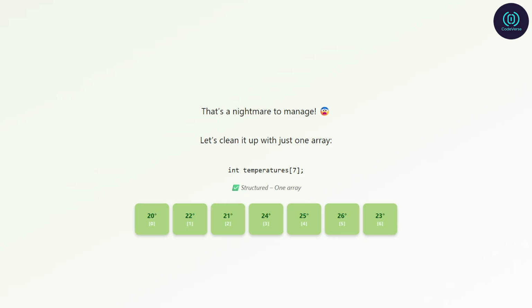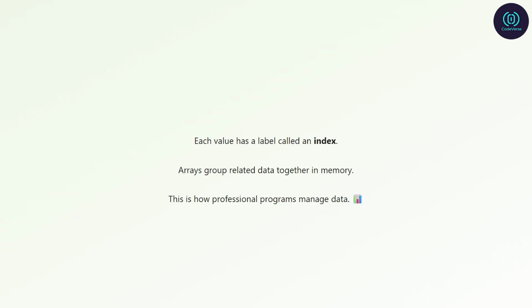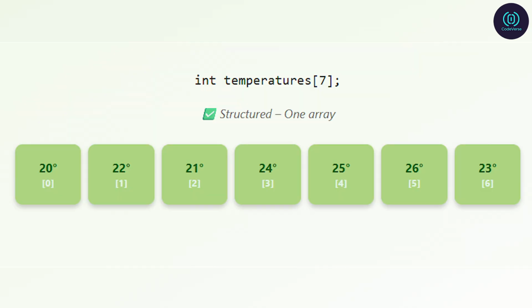An array is like a row of boxes, neatly organized, each with its own label, or index. It allows you to store multiple values of the same type in a single, named container. For example, instead of 7 separate int variables, you can write just one line, int temperatures[7]. Now you've created 7 slots, all integers, ready to hold your daily temperatures. It's clean, scalable, and incredibly efficient.